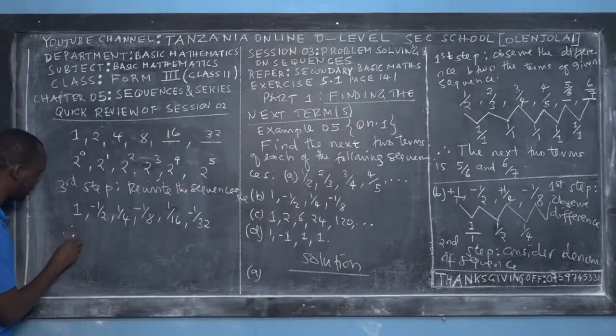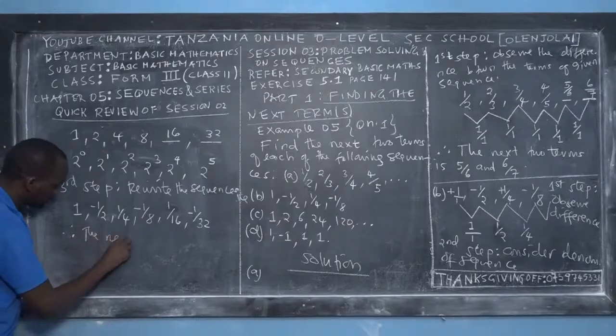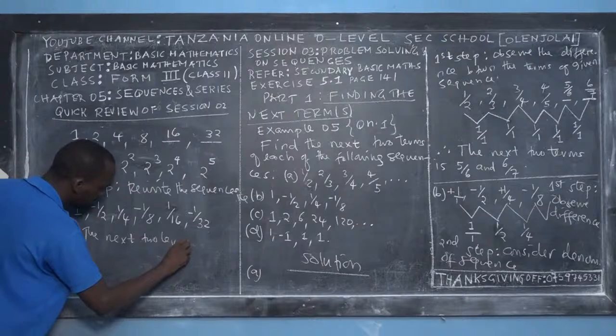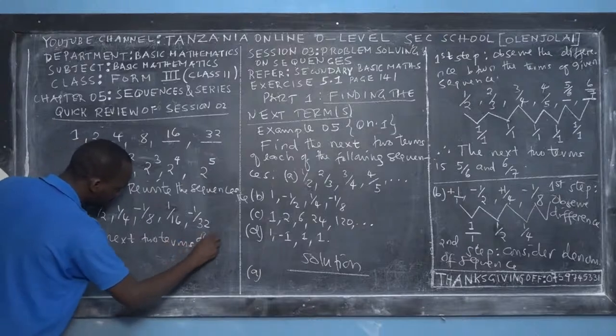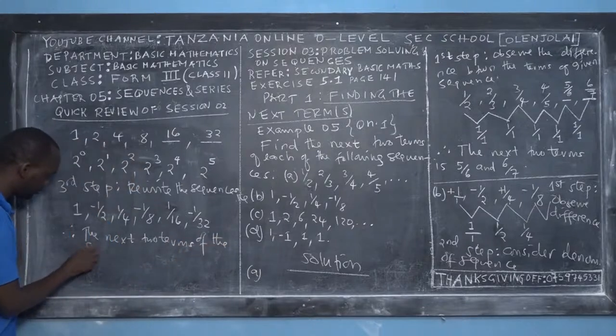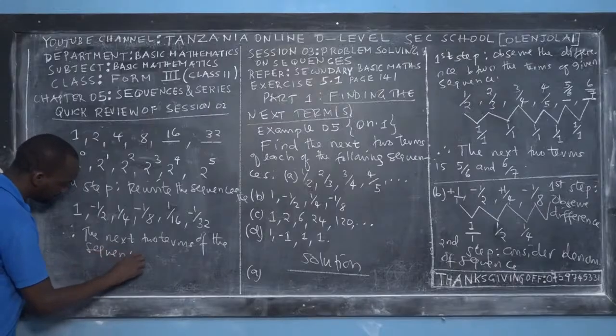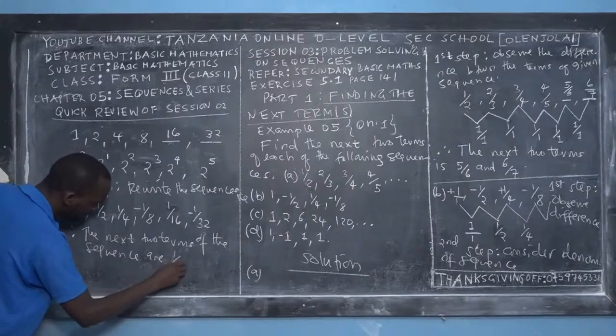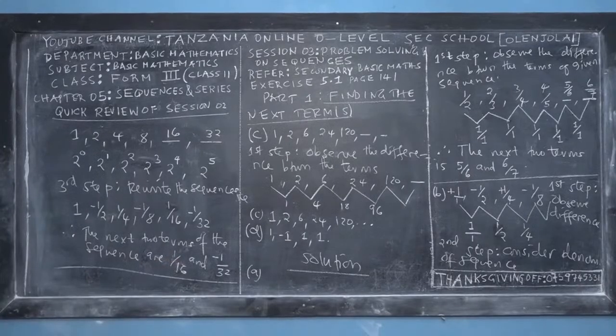So therefore we say that the next 2 terms of the sequence are 1 over 16 and negative 1 over 32.